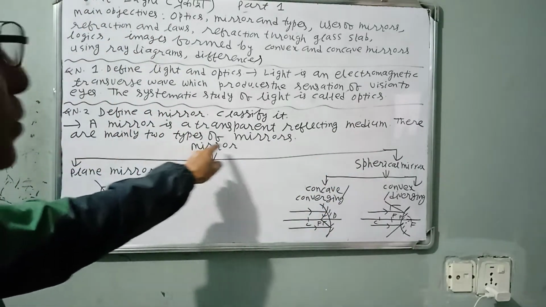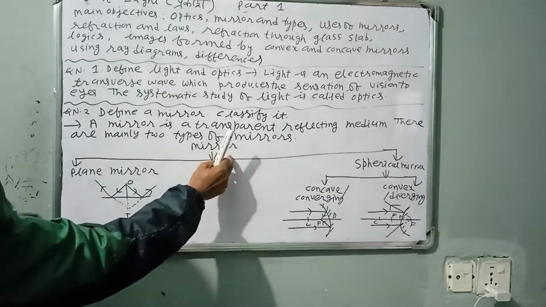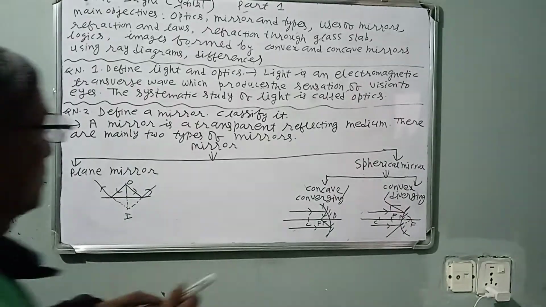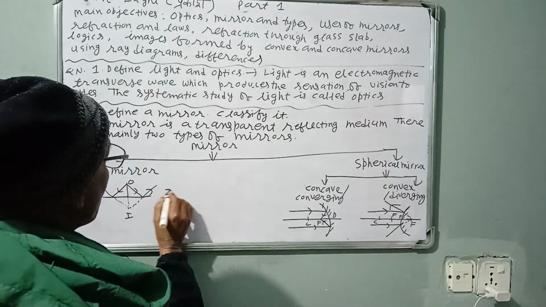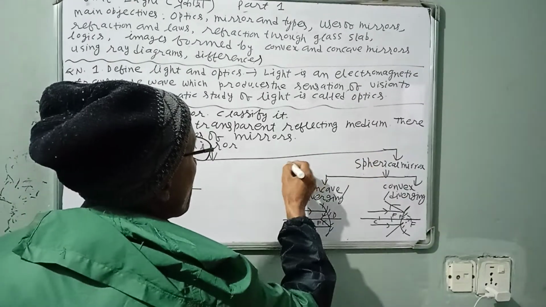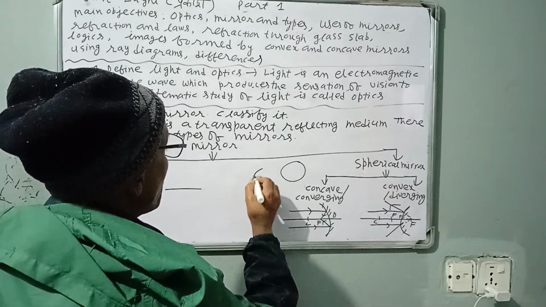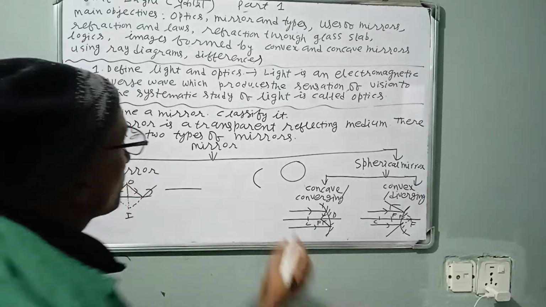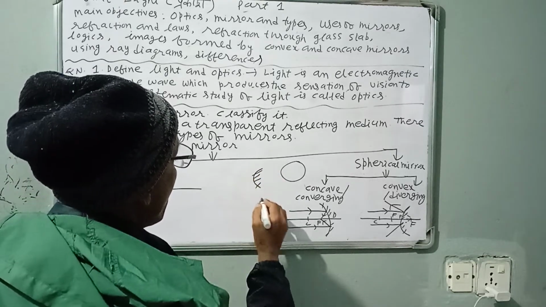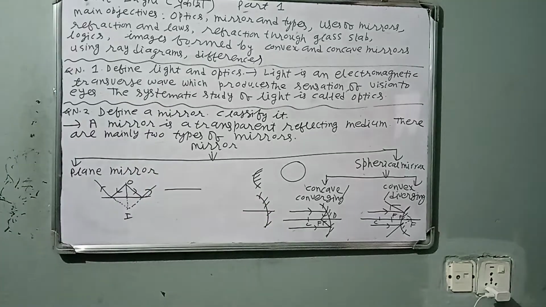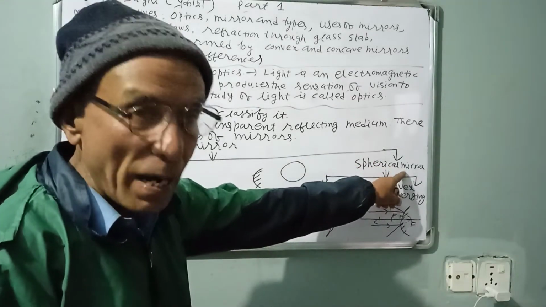There are mainly two types of mirrors. Mirrors type, mainly two types. Plane mirror and spherical mirror. Plane, straight like this. Spherical, made of a sphere. This is a sphere. If you cut a sphere, you can cut one part of the mirror either in this way or in this way. Spherical mirror, a part of the sphere.